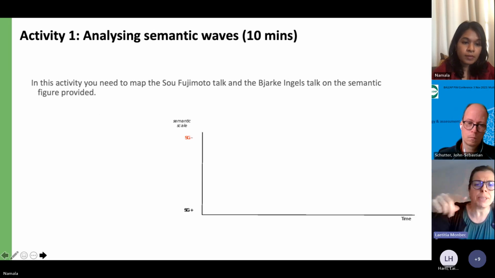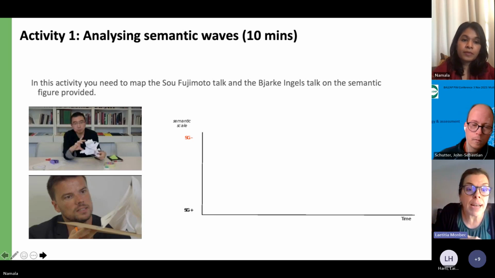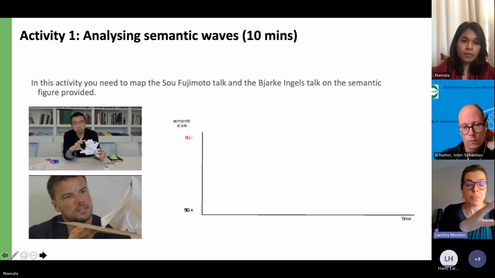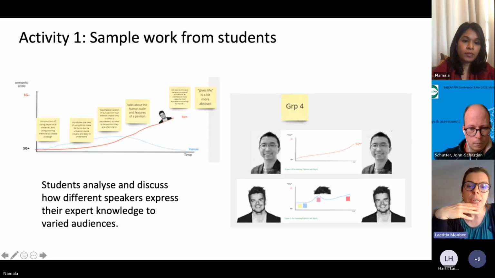So this would be the type of handout the students would be given, and they would watch those short 3-4 minute videos, and then they would map on the semantic range the degree of technicality in each of these talks. The next slide shows you students' work.